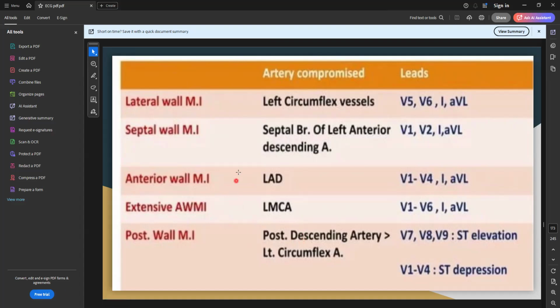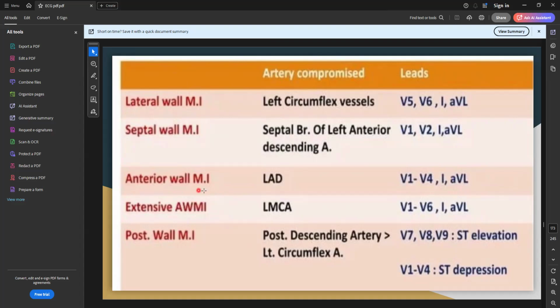In this slide, you can see the artery which is involved in the particular wall of the myocardial infarction. In lateral wall myocardial infarction, the left circumflex vessel is involved, showing ST elevation in V5, V6, lead 1 and AVL. In septal wall MI, the septal branch of the left anterior descending artery is involved, and the leads are V1, V2, lead 1 and AVL.